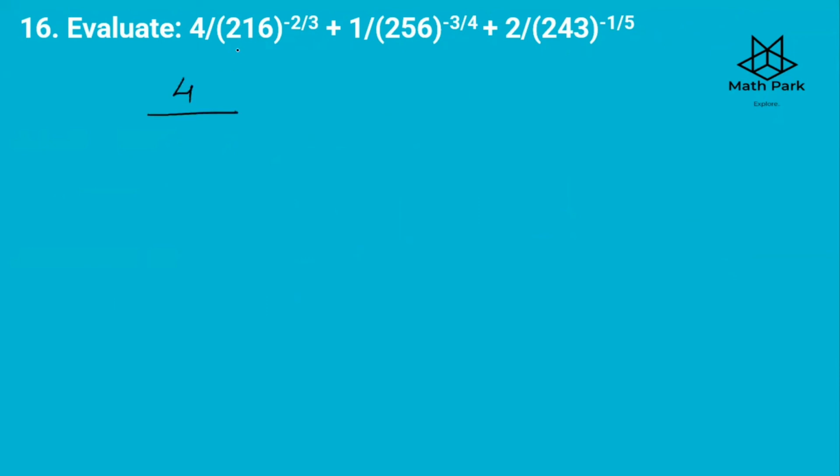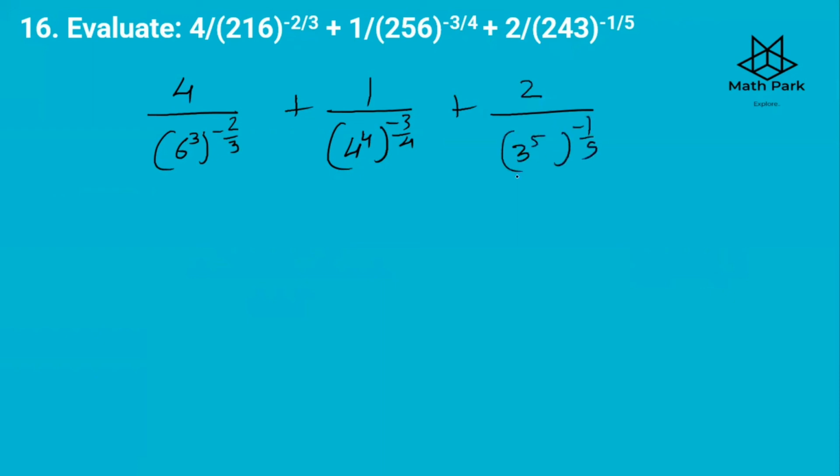So we have 216 is the cube of 6. So it has become 6 raised to minus 2 by 3. 6 raised to 3 raised to minus 2 by 3 plus 256 is 4 to the power 4. So this becomes 1 upon, instead of 256, I'll write 4 to the power 4 raised to minus 3 by 4 plus 243 is 3 to the power 5. So we get 2 upon 3 to the power 5 raised to minus 1 by 5.